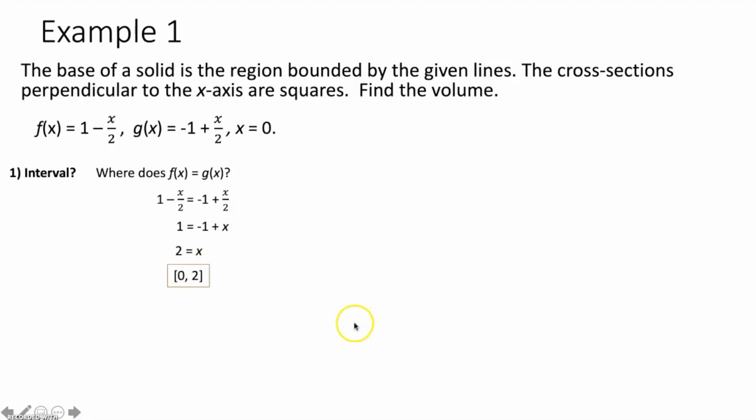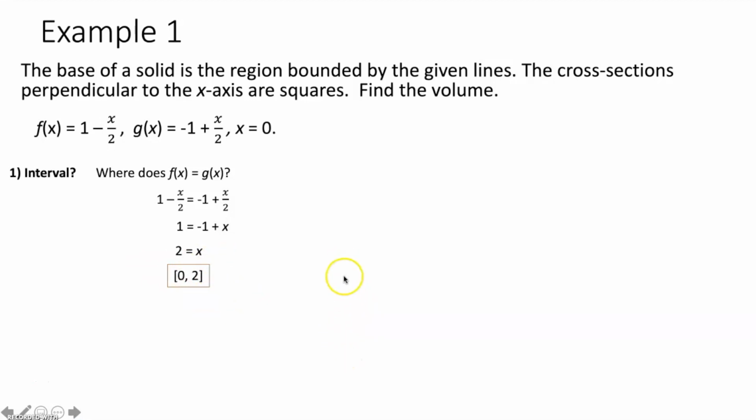The next step is to figure out what is the area formula for our given cross-section. Remember, in this problem, the cross-sections are squares that are perpendicular to the x-axis. What's the area formula for a square? That would be the length of one of the sides squared. So the next thing we have to determine is the length of one of the sides of our square. How do we do that?